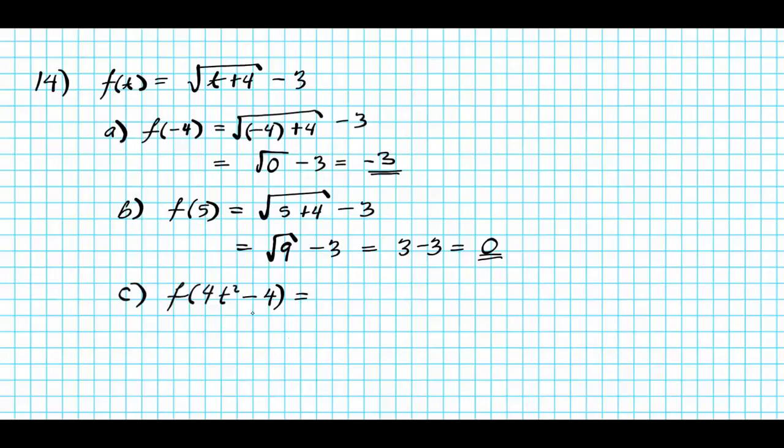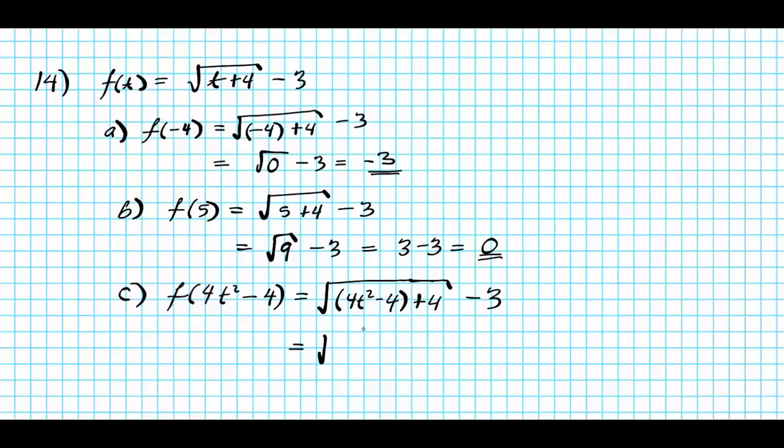So for this one, we're going to plug in 4t squared minus 4 for t in the function. So we have the square root of, instead of t plus 4, we're going to take out t and replace it with 4t squared minus 4, plus 4, okay? And then that's minus 3. So we're going to focus our energy on the radicand, simplify that completely first, and then see if we can simplify the resulting expression when we reduce what's in the radical, okay? All right, so let's go ahead and do that.